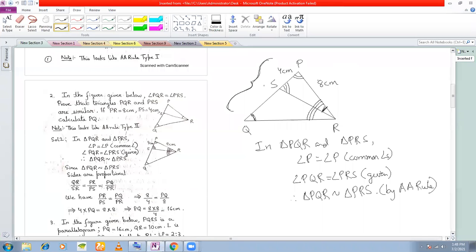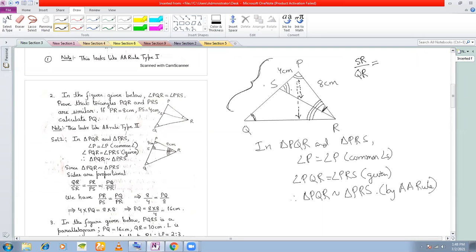So if you see the angles that are equal, first of all, this is the common angle. So in the smaller triangle, opposite to this angle is this side, that is SR, by, and in the bigger triangle opposite to this angle is the side QR. So SR by QR.